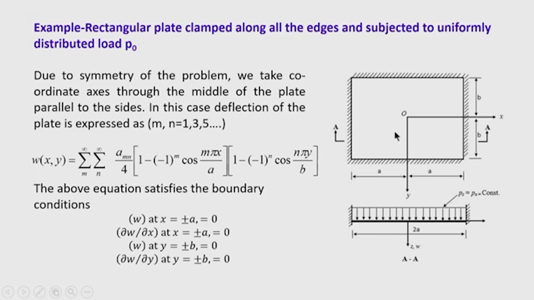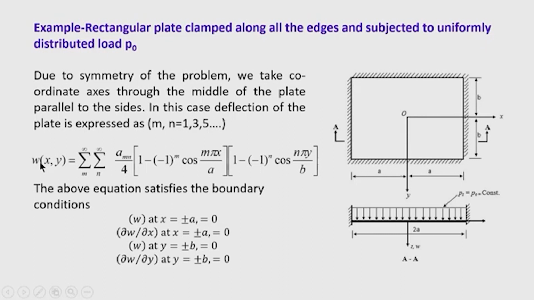when you put x is equal to a or y is equal to b, then you will get sine of m pi or sine of n pi. So, sine of any integer value m pi will be 0, or sine of n pi where n is any integer will be 0. So, therefore, slope is also satisfied at the boundary, deflection is also satisfied at the boundary. So, this function can be selected as a shape function to be used in the Rayleigh-Ritz method.